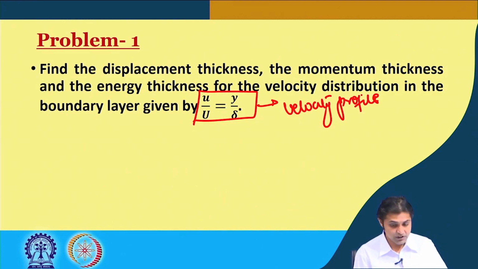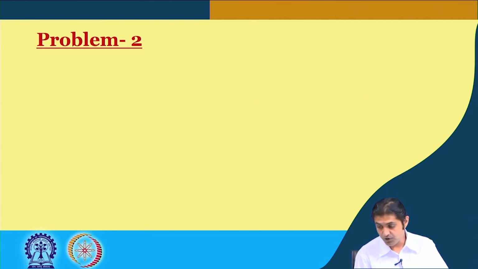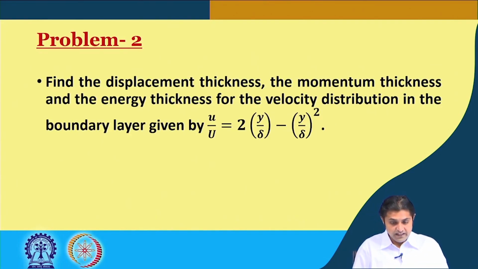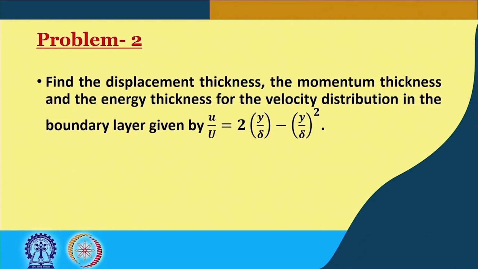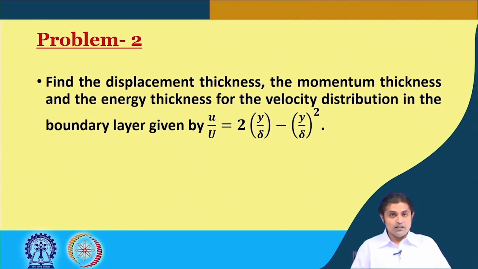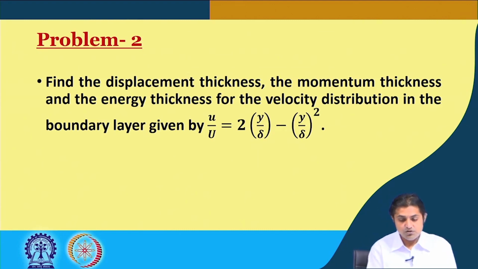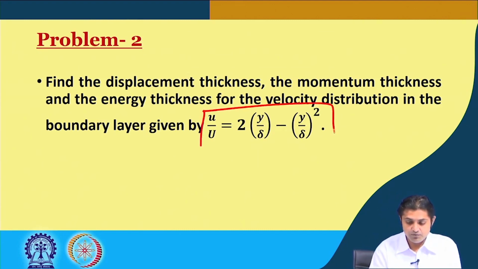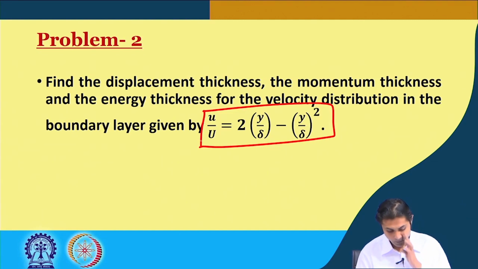So, we proceed to the next problem. Our next problem is: find the displacement thickness, the momentum thickness and the energy thickness for the velocity distribution in the boundary layer that is given by u by capital U is equal to. So, we have another velocity profile similar to problem number 1.